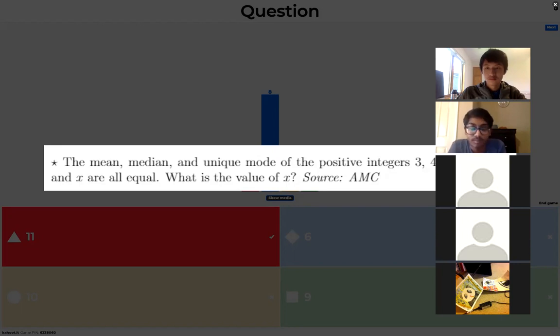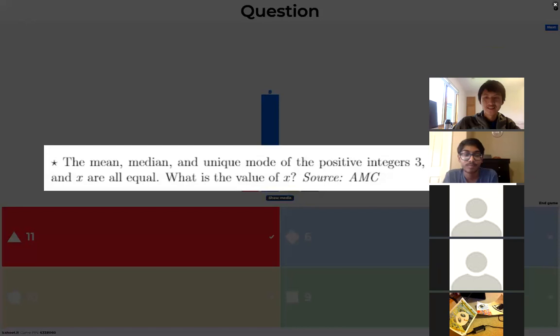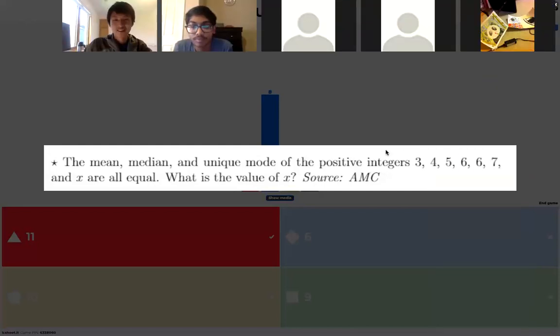The mean, if you set 3, 4, 5, 6, 6, 6, 7, is going to be below 6. So what you would have to do instead is calculate the mean and set that to the unique mode, which would probably be 6, and that would get you to 11. So always double check to see if your answer makes sense, I mean, fits the criteria.